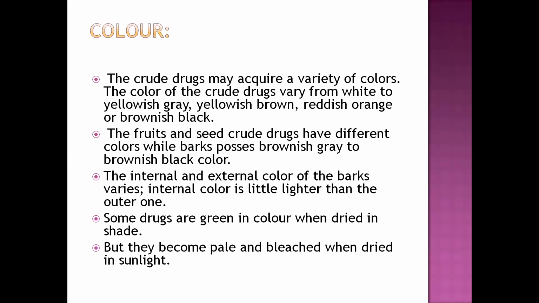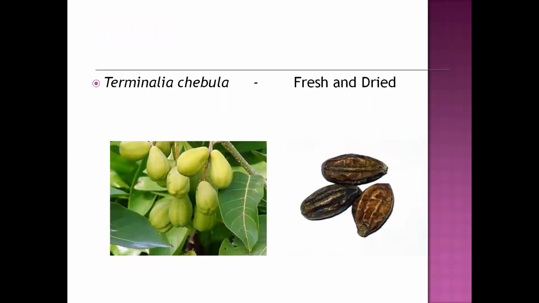The internal color of the bark is always a little lighter than the outer one. The outer one is darker brown and the internal one is light brown. Then some drugs are green in color when fresh, and when dried in shade they acquire a different color, like they become pale and bleach when dried in sunlight. For example, Terminalia chebula, when it is fresh, is green in color, and when it is dried, it becomes a darkish brown color. This is Terminalia chebula, hurred.